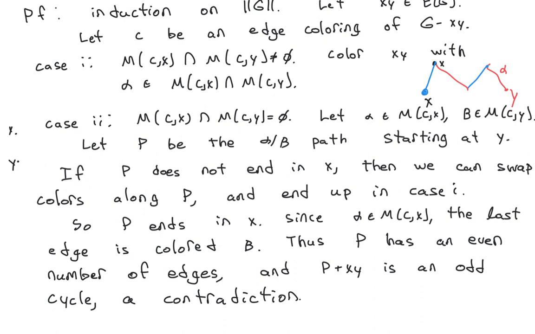But then you see that the number of red edges and blue edges is the same, because we have to start on an alpha edge and end on a beta edge. And that's a bit of a problem, because that means you have a path of even length. And so when we add the edge from X to Y, we have an odd cycle, which contradicts the assumption that we started with a bipartite graph and we deleted an edge from it. And thus we can guarantee that P must not end in X, and we can do the color swapping argument.